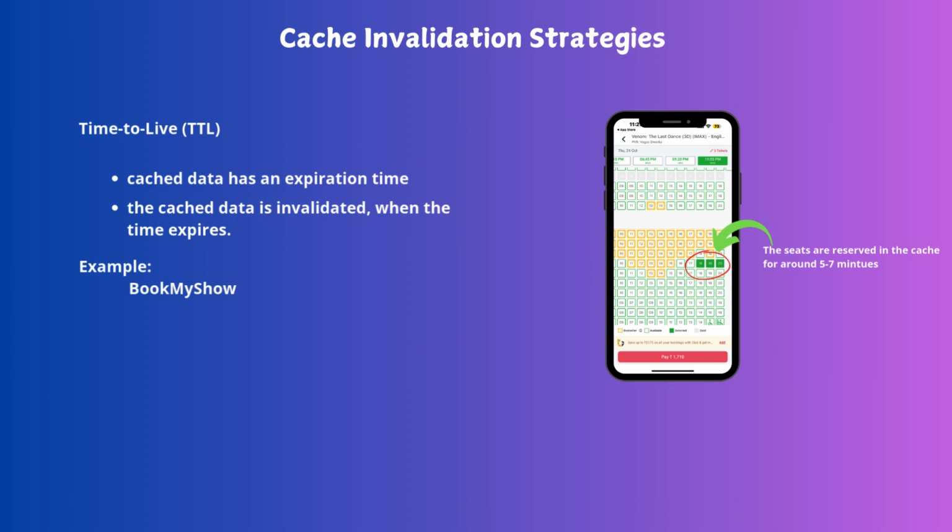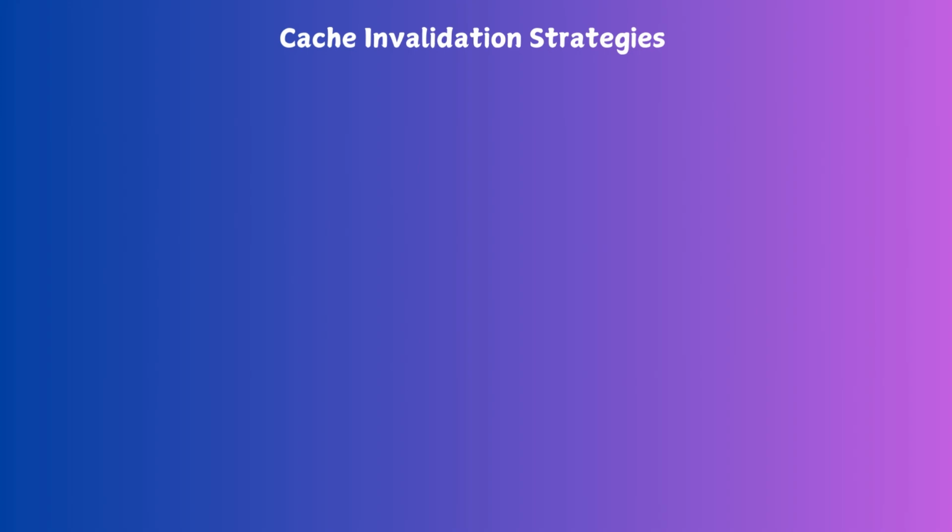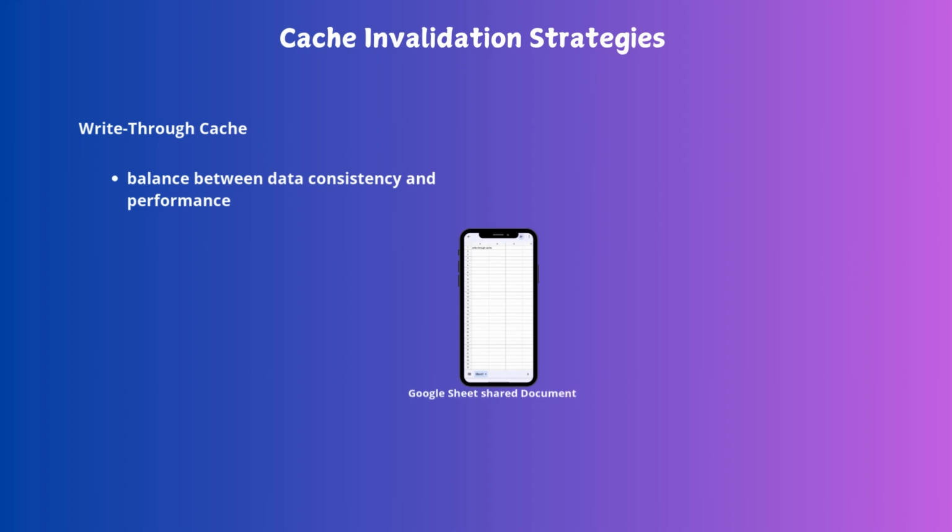improve overall user experience. Next up in our caching strategies is the write-through cache. This method strikes a balance between data consistency and performance, making it a popular choice in many systems. So, what exactly is a write-through cache? Imagine you're working on a shared document in a team.